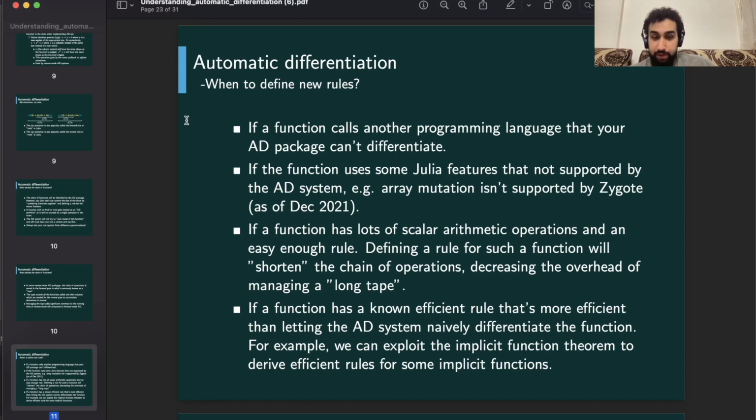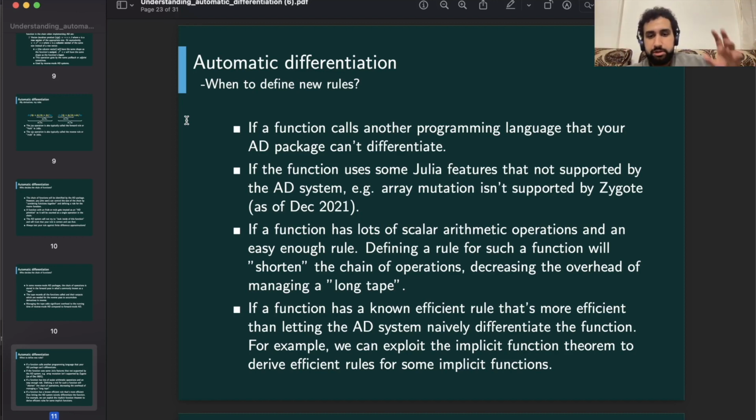Now, the last case I'm gonna talk about here, or last scenario where you might want to define your own rule, is if a function has a known efficient differentiation rule that's way more efficient than letting the AD system just naively differentiate the forward pass of the function.